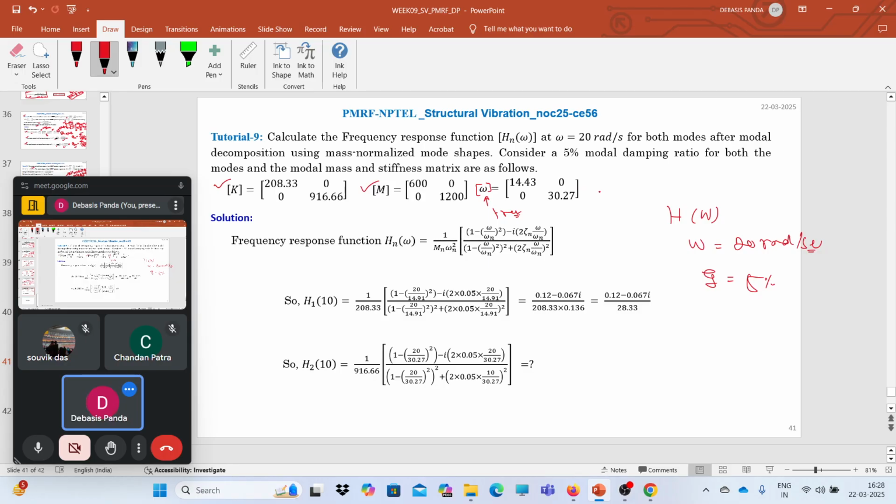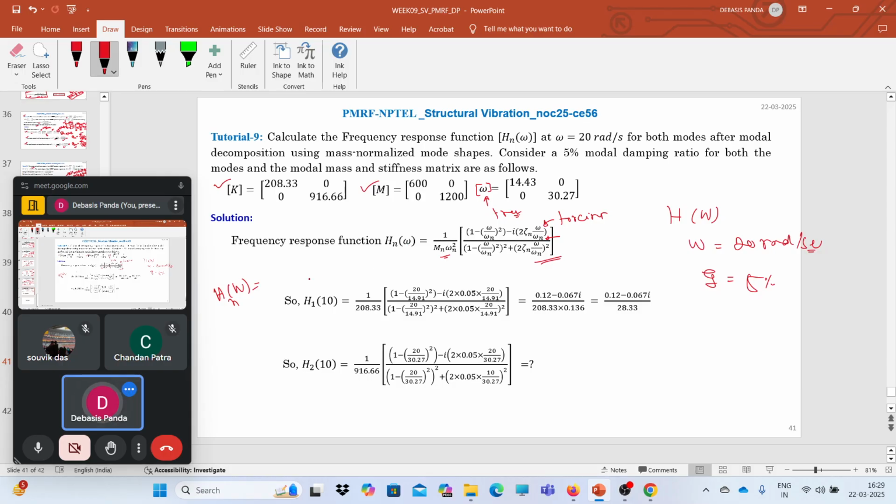So here we already have discussed the frequency response function. H(omega) is equal to 1 by m_n omega_n square, times 1 minus (omega by omega_n) square, minus i twice zeta_n omega by omega_n. That omega is the forcing frequency, and omega_n are the natural frequencies. So if we want to calculate the frequency response function with respect to the nth mode, we need to consider the natural frequency of the nth mode and the forcing frequency. So this is the equation to calculate the frequency response functions.